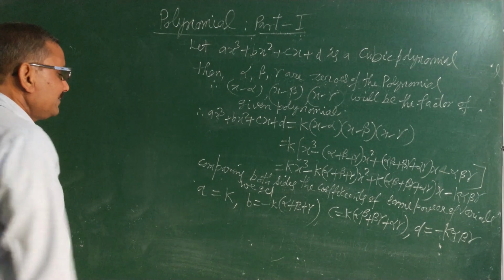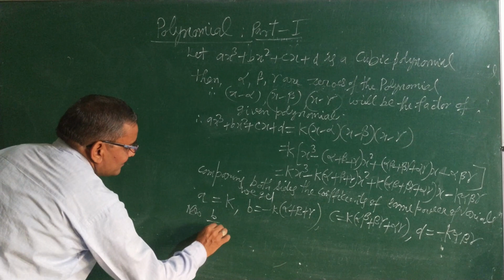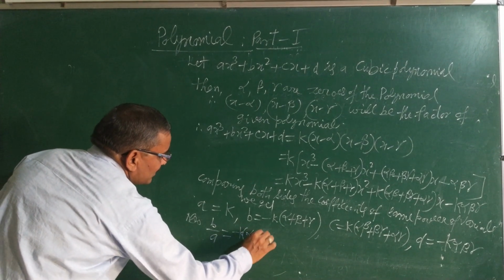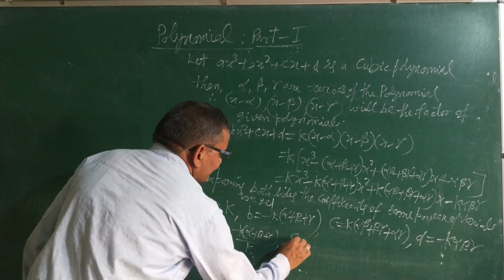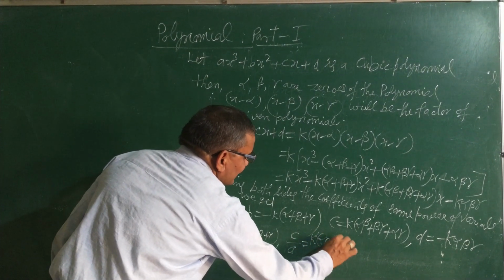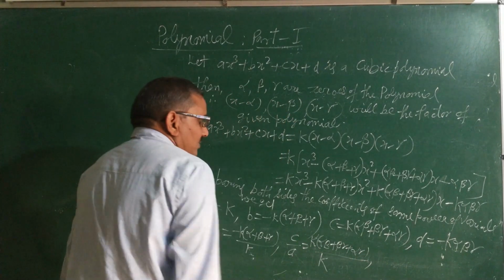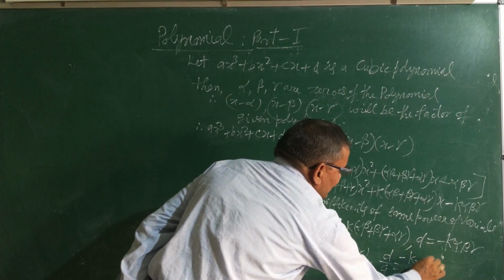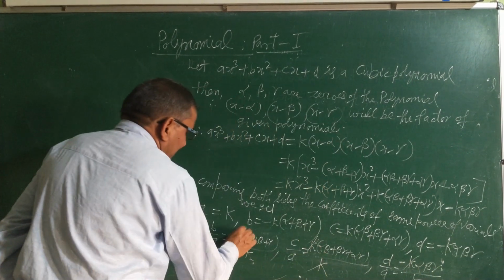Now our aim is to find the value of b upon a. b upon a is equal to minus k times alpha plus beta plus gamma upon k. c upon a is equal to k times alpha beta plus beta gamma plus alpha gamma upon k. d upon a is equal to minus k alpha beta gamma upon k. Now k cancels out in all the cases.